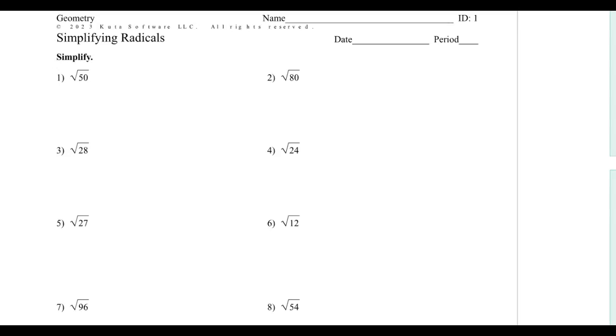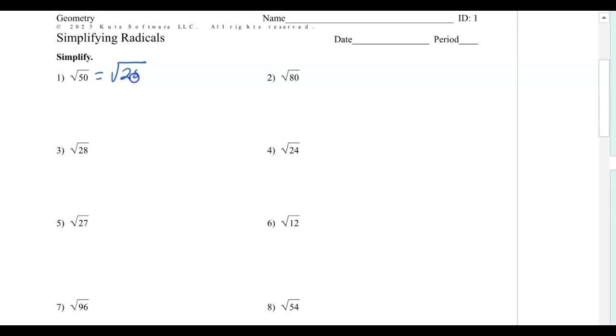Hello geometry students. Today's learning target is to simplify radicals. So if we look at these problems on the screen, we want to find the biggest perfect square that goes into the value. So in problem number 1 we have 50. So the biggest perfect square that goes into 50 is 25.